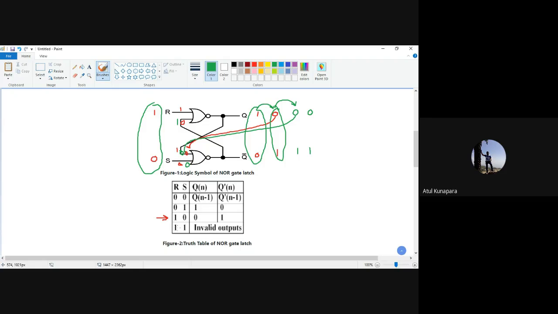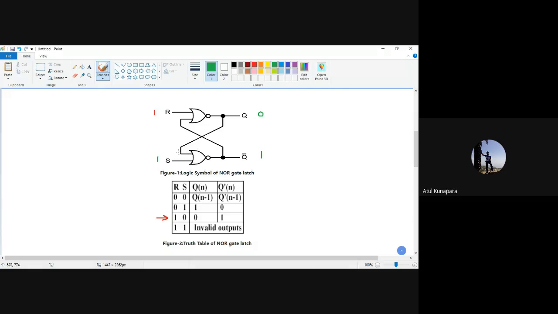Yes, sir. Now the last combination, that is 1, 1, where you are giving R equal to 1 and S equal to 1. In that case, what will happen? Your output, whether 1 or 0, is not going to be stable, right? Why is that so? Let us say S and R are both set to 1, 1. Let us say the previous condition here is 0 and here it is 1. So what will it be doing?